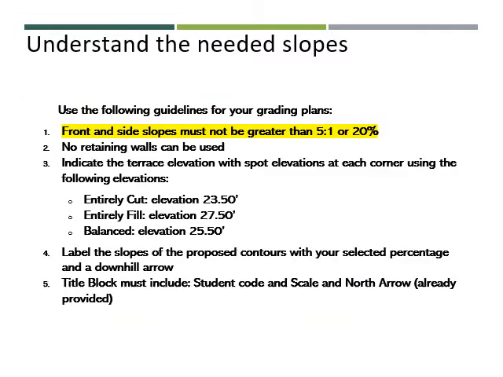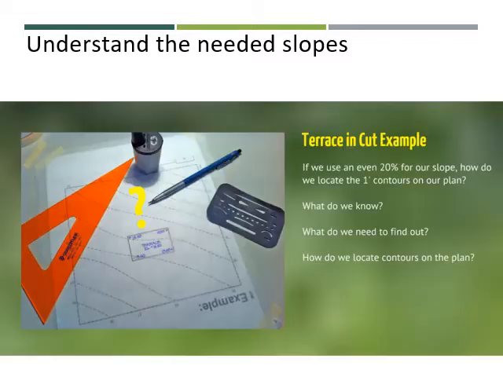The most important thing you need to know for this exercise is that the maximum slope that you're allowed is a 5-to-1 ratio or a 20% slope. This is what you're going to use to determine how far you spread the contours away from the terrace and up or down the slopes. So that 20% slope is the critical piece of information that we need to locate our 1-foot contours.